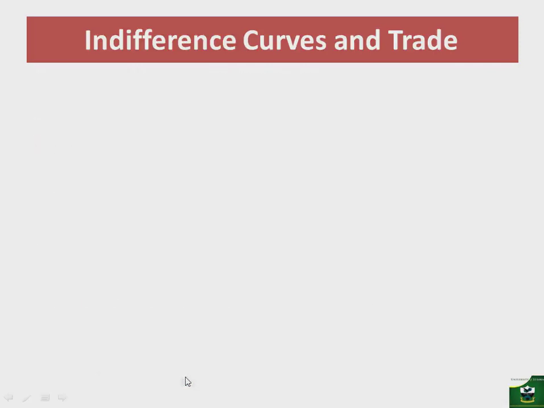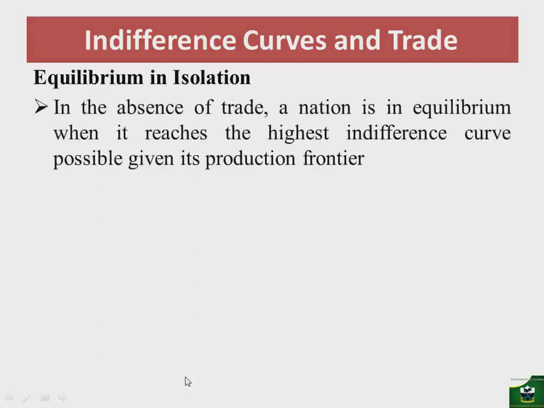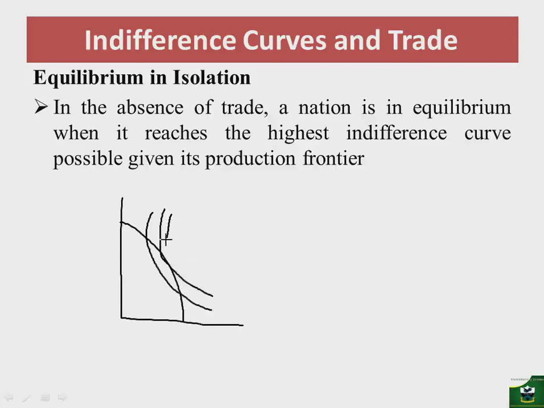Okay, so let's continue with our analysis. Let's look at equilibrium in isolation. Now, in isolation or in autarky, a nation is in equilibrium when it reaches the highest indifference curve possible given its production frontier. In other words, a nation will have a defined production possibility frontier, PPF, and then out of this we'll have different indifference curves. So this one has crossed. Let me try to draw one which will be tangent. Okay, something like that.